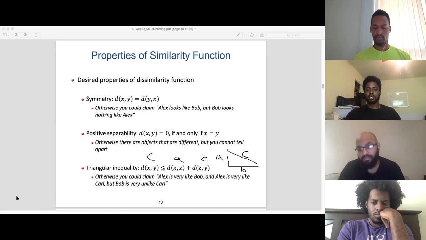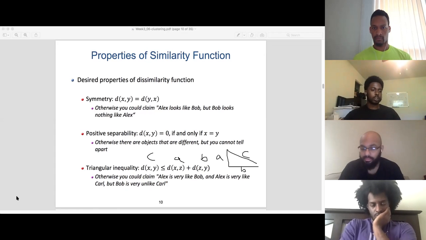Otherwise, you could make these comparisons such that Alex is like Bob, Alex is very like Carl, but Bob is very unlike Carl. And that just wouldn't jive with the data sets that we're working with. We don't want that. Any questions here?